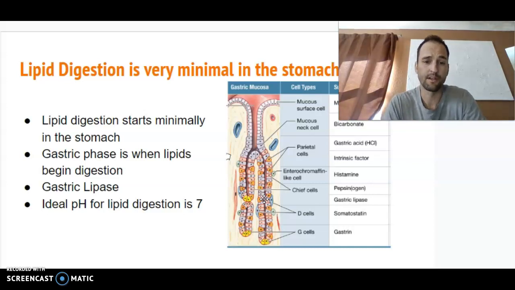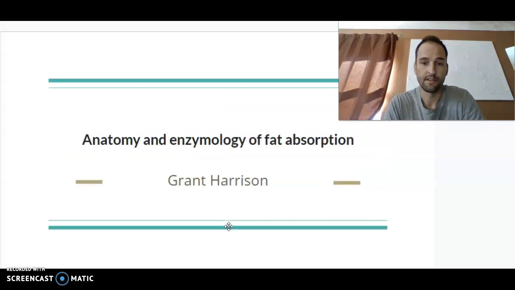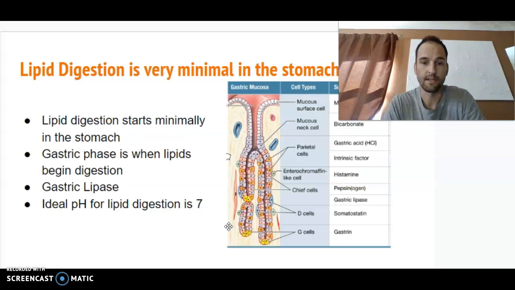One reason why there's not very much digestion of lipids in the stomach is because of the pH. The ideal pH for lipid digestion is 7. In the stomach, it's very acidic at 2 generally.